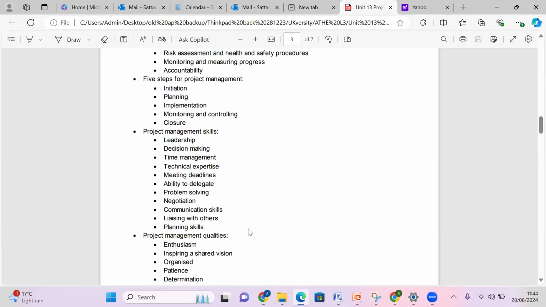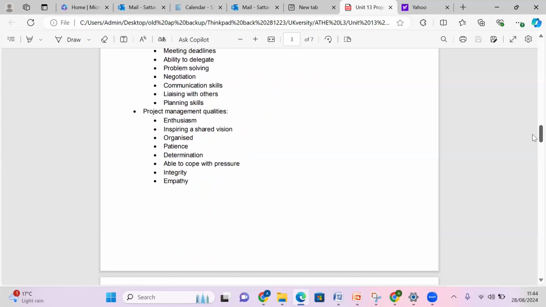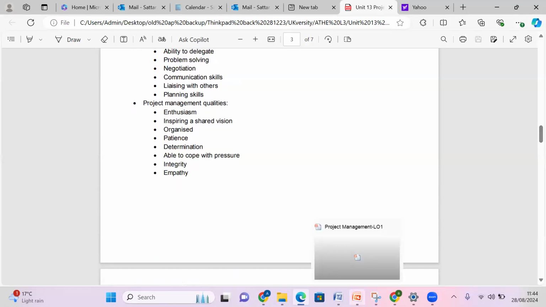Also negotiation skills, communication skills and planning skills. The qualities a project manager needs are enthusiasm, honesty, passion, inspiring others, shared vision, organization, determination, and the ability to cope with pressure, integrity, honesty, empathy, and being sincere with your work. These are the qualities in project management skills that project managers need to make the project successful.